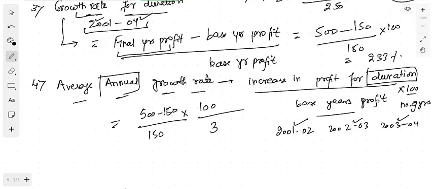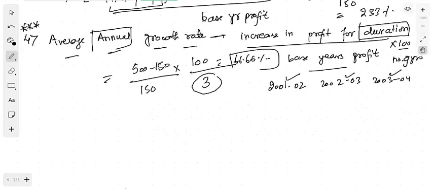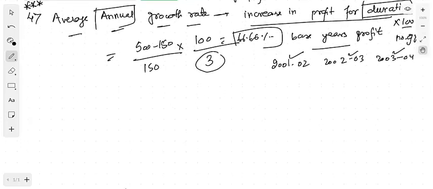That's why we have written 3 here, because when we are calculating average annual growth rate, we are talking about the durations. When you solve this, you'll get 66.66%, and this is your final answer. This is actually the important part where you can get stuck. So just learn this formula for average annual growth rate.